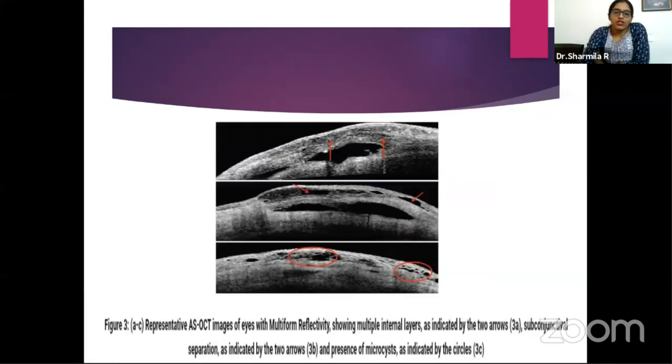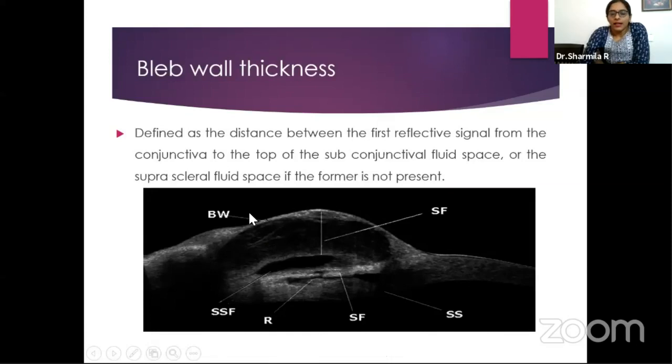So this is another picture showing the multiform reflectivity, where you see multiple layers of microcysts with a thin conjunctival wall. And the other parameter is the bleb wall thickness. So how is this bleb wall thickness measured? It is basically the distance between the first reflective signal from the conjunctiva to the top of the subconjunctival fluid space. So this is what gives the bleb wall thickness.